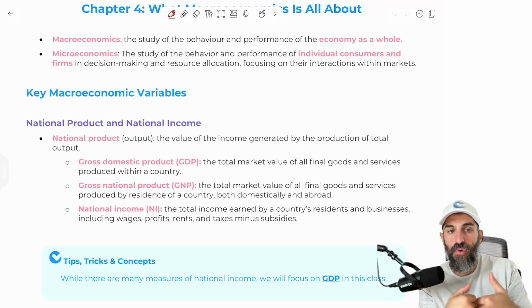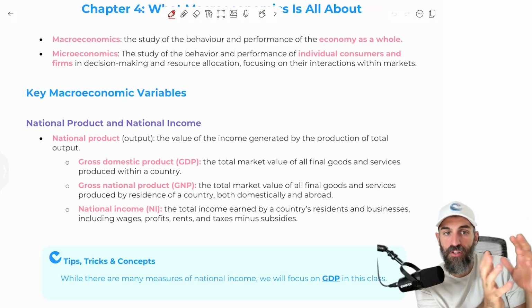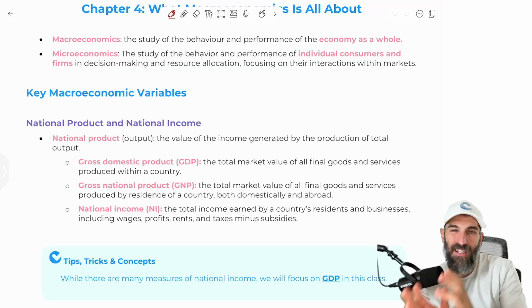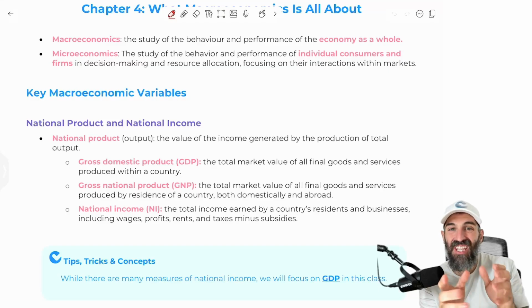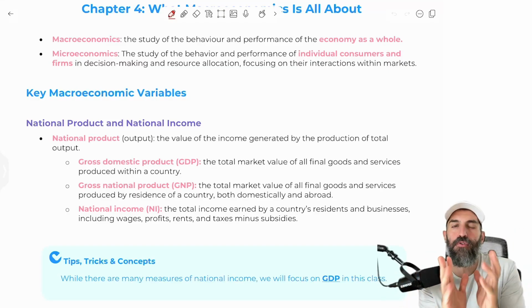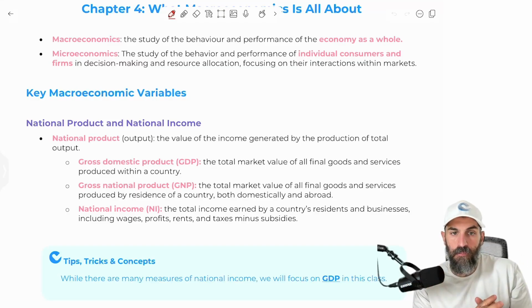Whereas gross national product is the total market value of goods and services produced by a resident of the country, no matter where they're living. So just to explain that, you can have a Canadian company that manufactures in China. Well, whatever is manufactured in China would not be part of the GDP, but it would be part of the GNP, right? GDP has to actually be produced within Canada. GNP, the gross national product, can be produced anywhere in the world as long as it's produced by a Canadian or a Canadian company.